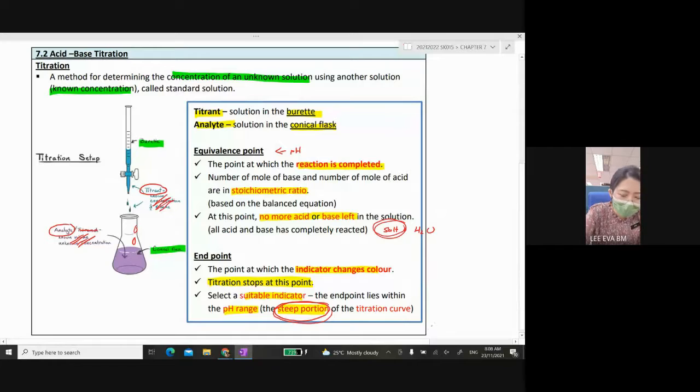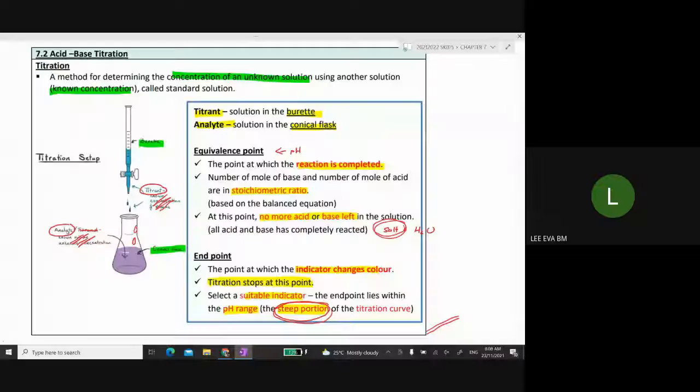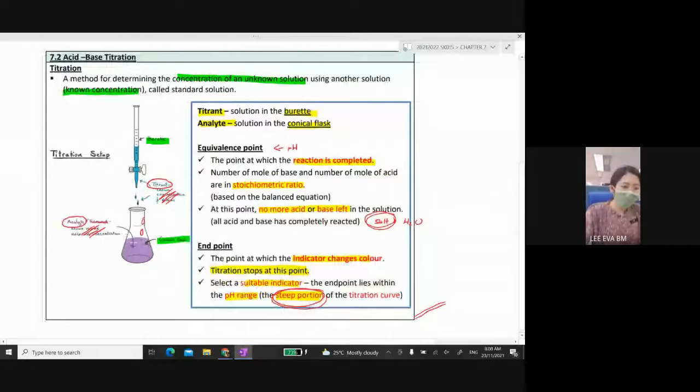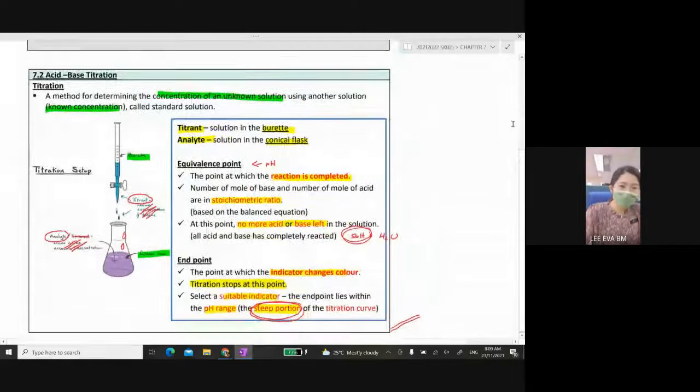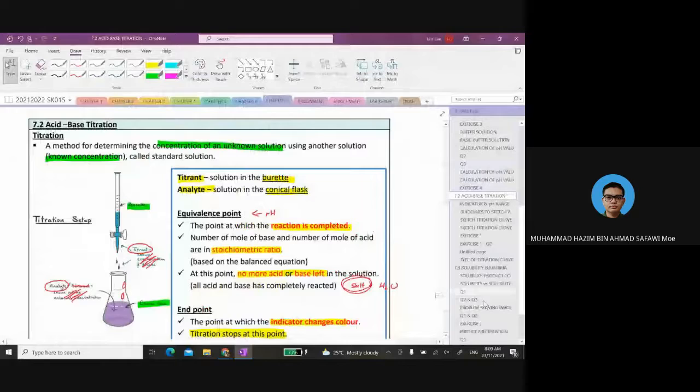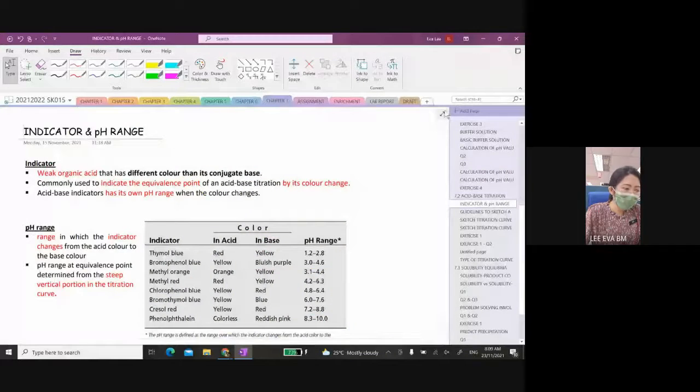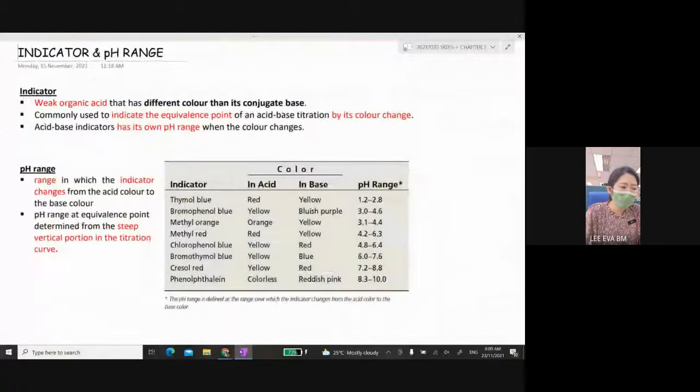Until this point, are there any questions? Are you clear about titrant, analyte, equivalence point, endpoint? That is what, Len? Okay, madam. Okay.